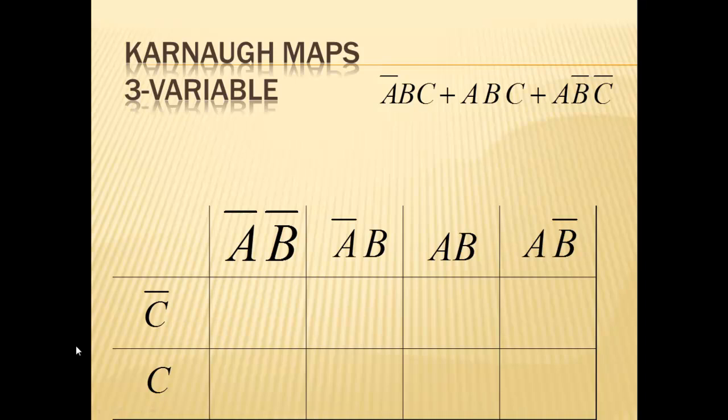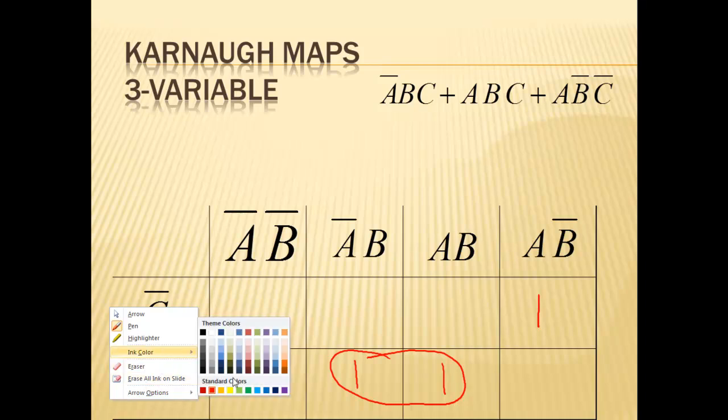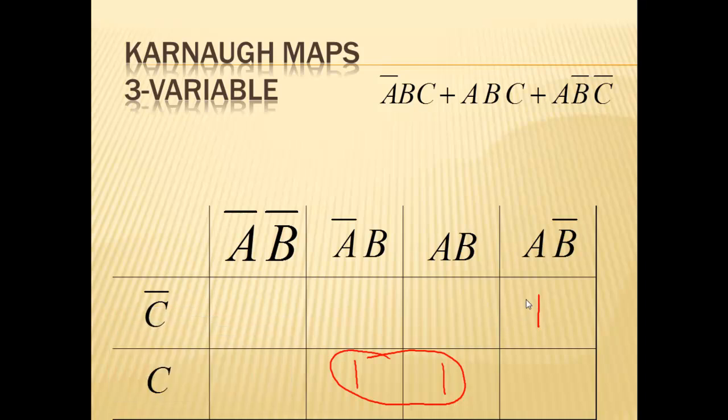Let's do another one. So we've got A naught B, and we've got C, and we've got A B C, and we've got A B naught C naught. Right? A naught B C, A B C, and A B naught C naught. So we've got this group of two. It's pretty straightforward. We can see that one pretty good. And if you look, can we do anything with this one?